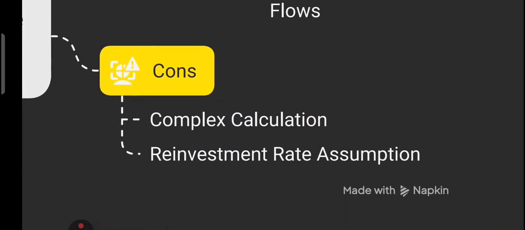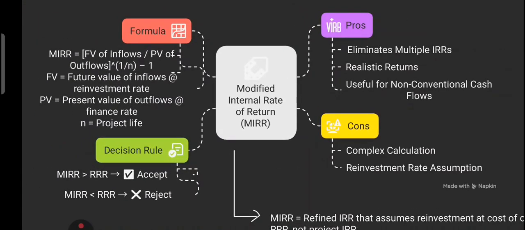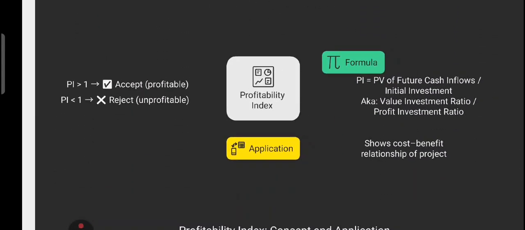It is more complex than IRR. It depends heavily on the assumed reinvestment rate. So basically, in short, we can say this MIRR gives you a clearer, more reliable picture of a project's profitability, especially when cash flows are uneven or tricky. So that is MIRR. And then we have the profitability index.